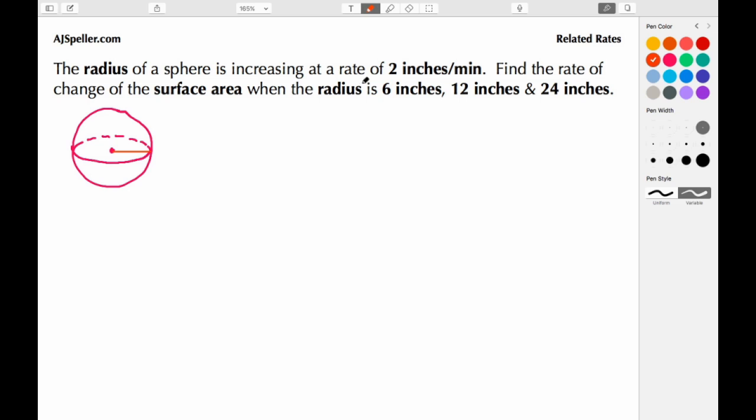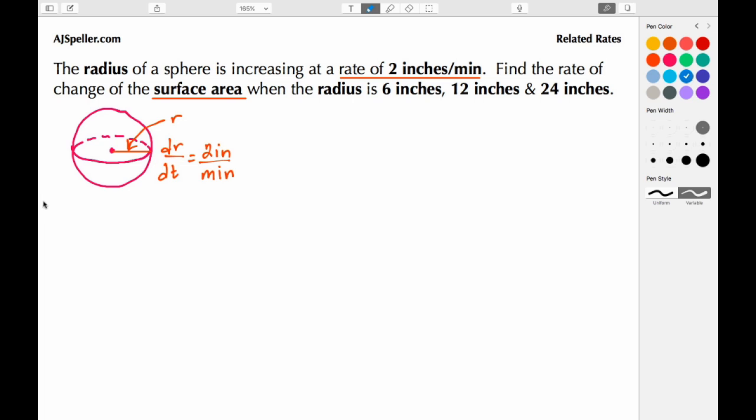From the problem, we know that the radius is increasing at a rate of 2 inches per minute. So first let's label this r, and we know that the change in the radius over time, dr/dt, is 2 inches per minute. Next, we're trying to find the rate of change of the surface area.